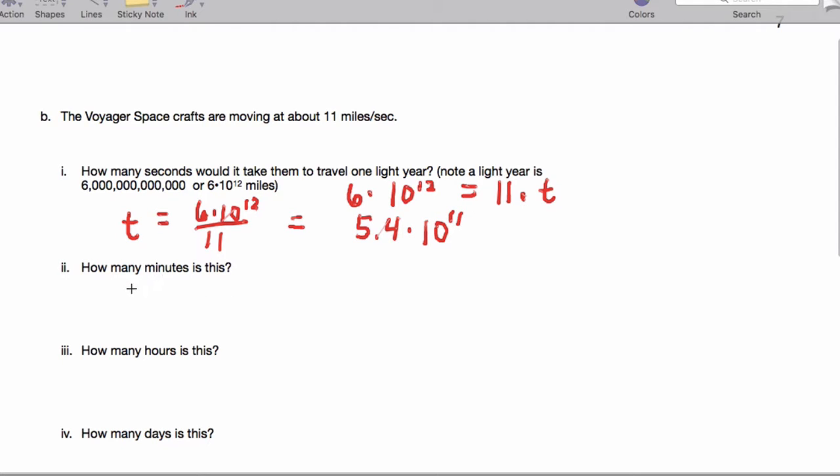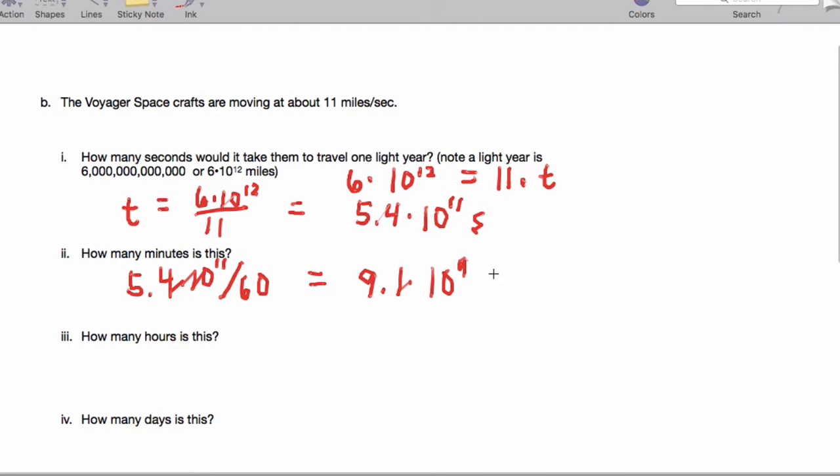Next, we want to know how many minutes this is, so we'll take our seconds and divide it by 60 seconds in a minute, and that's going to give me about 9.1 times 10 to the 9th minutes. That's about 9 billion minutes. And then we're going to take these minutes and divide it by 60 to get the hours. So 60 minutes to an hour. And that's going to give me about 1.5 times 10 to the 8th hours.